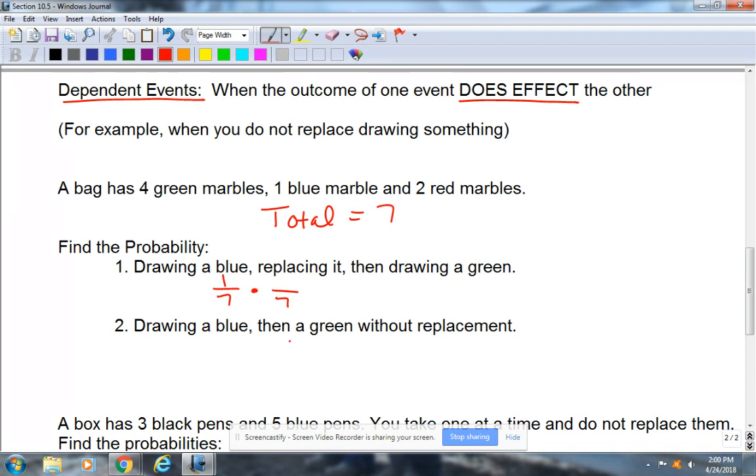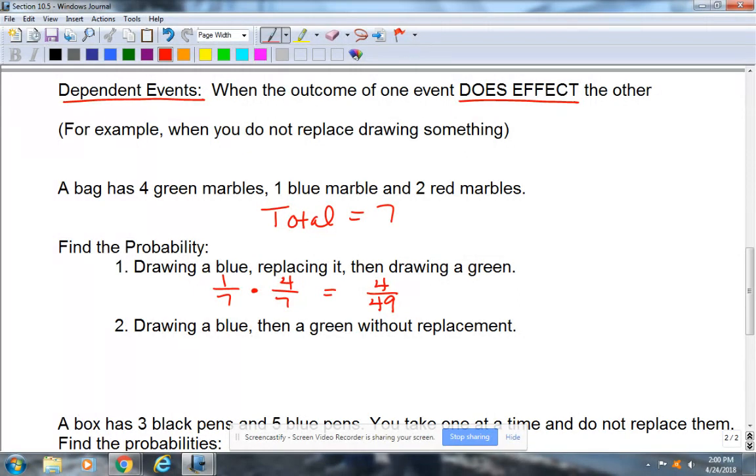Now, assuming that all these marbles are the same size, is drawing a blue going to affect whether or not I get a green one? No, it's not. These are independent, okay? So if I put it back to where I started, it's independent. So how many of them in there are green? 4. So my probability that I reach in and get a blue, put it back, and then pull out a green is going to be 4 over 49. Multiply across the top, multiply across the bottom. Okay, those are independent events. One does not affect the other.